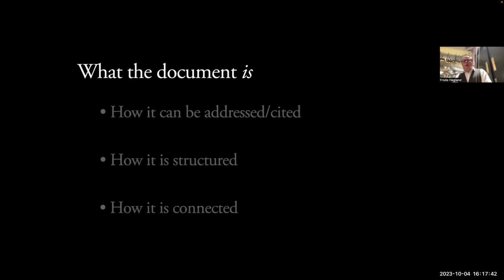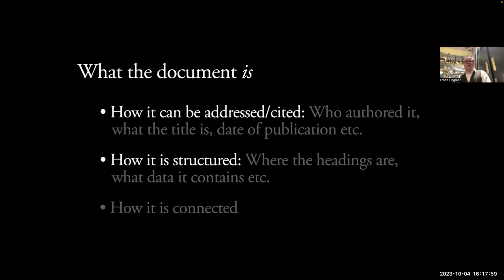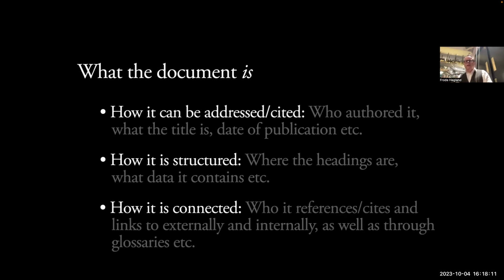So what the document is, and how it can be addressed. We talked a lot about that too. With a normal book, you go to the library, you say, here's the title or here's the author. That's one way of addressing it, and a URL is another, and so on. And how it is structured, where the headings are and what data it contains. You can have a document with a graph in it that has no computational meaning because it's a JPEG, or you can have something that can be extracted and used by anybody who can access the document. And then importantly, how it's connected: who it references and cites and links to externally and internally.